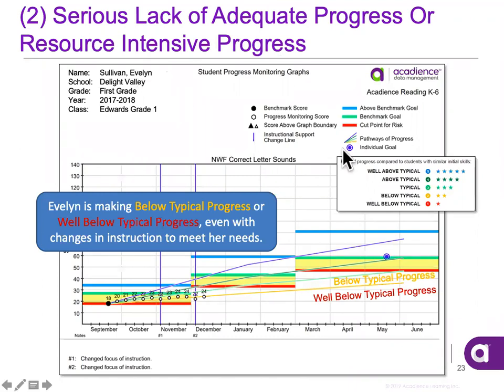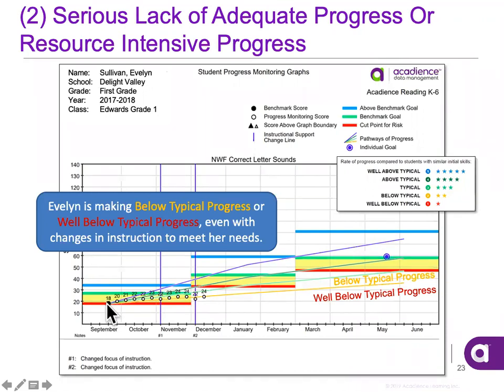So you're looking at a graph here again from the Acadience data management system. This is a graph for a first grade student on nonsense word fluency, the correct letter sound score specifically. The green horizontal lines across the first grade year show the benchmark goals for correct letter sounds. Again, those being the minimum levels of expectation that put the odds in the student's favor of being okay in the future. The dark colored in circle shows this student's beginning of year benchmark screening score.